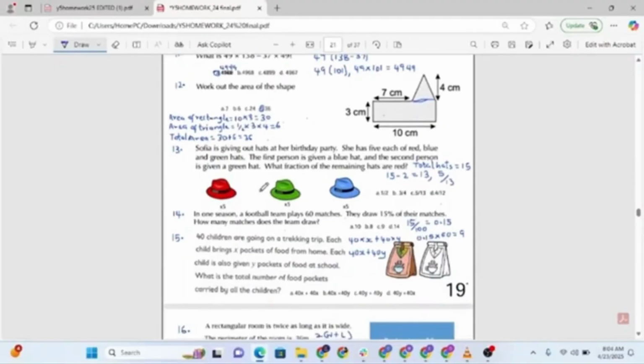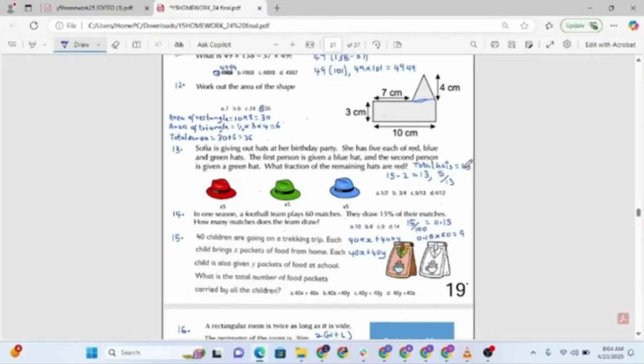Question 13. Sophia is giving out hats at her birthday party. She has 5 red hats, 5 blue hats, and 5 green hats. The first person is given a blue hat, and the second person is given a green hat. What fraction of the remaining hats are red? Solution. First, calculate the total number of hats that Sophia starts with. There are 5 red hats, 5 blue hats, and 5 green hats, which gives a total of 15 hats.